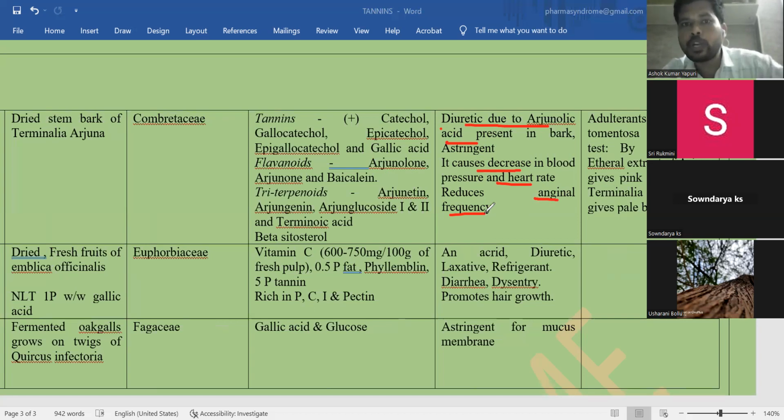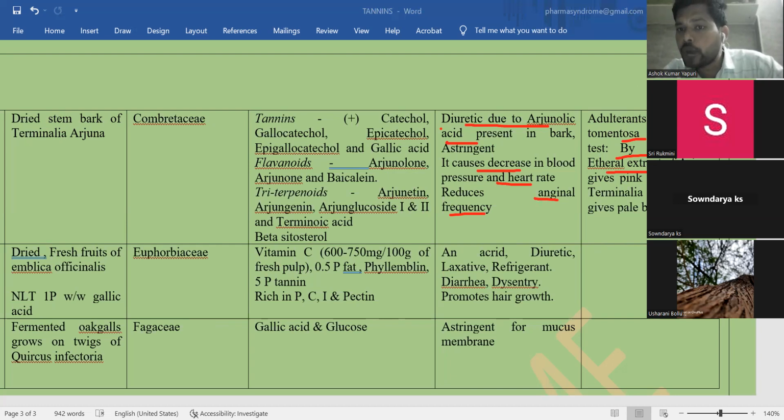And here the important point we must remember is the adulterants. Terminalia tomentosa is an adulterant. Arjuna bark, Terminalia arjuna, can be adulterated with Terminalia tomentosa. So how can we identify it? By the fluorescence test.